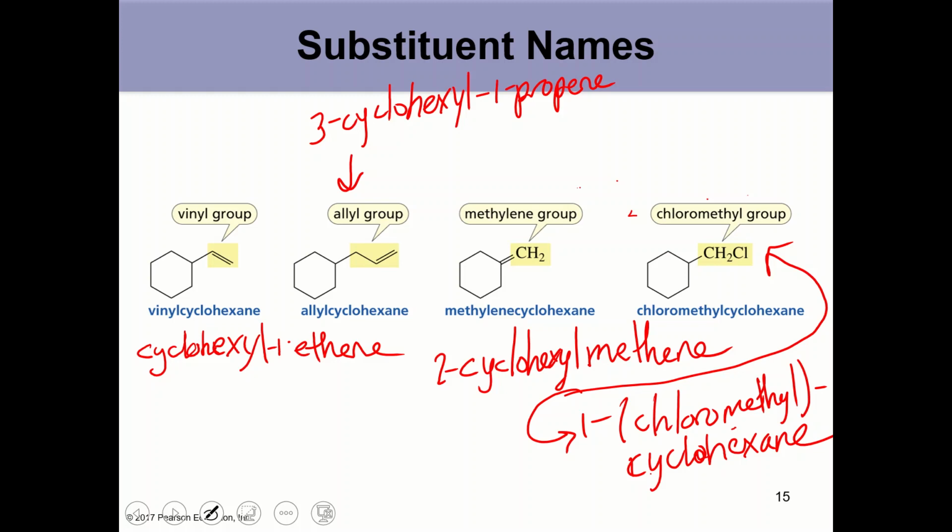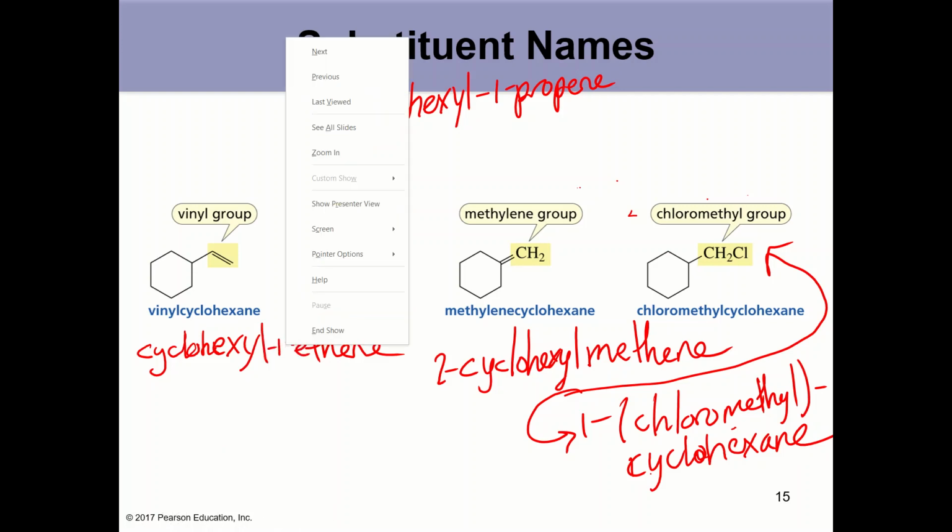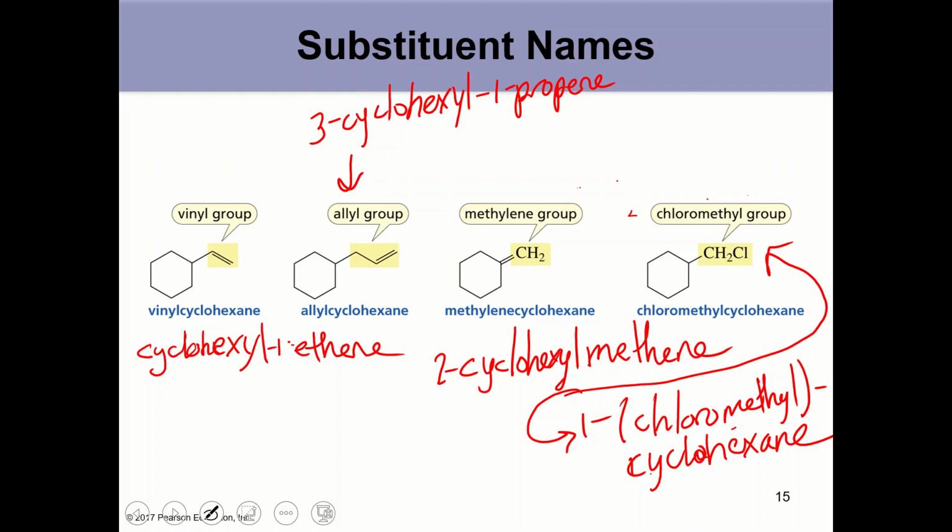So for cyclohexenes, we are not going to name them as vinyl or allyl or methylene or chloromethyl groups. We'll have other names for them. For example, vinylcyclohexane by the IUPAC name would be cyclohexyl-1-ethene because alkenes have a higher priority than alkanes.